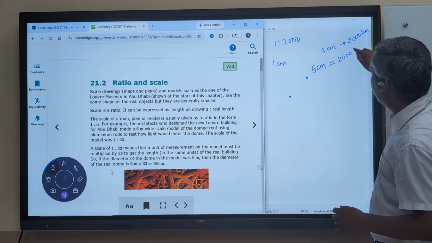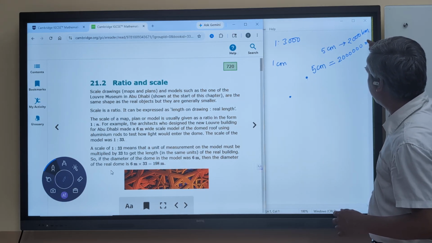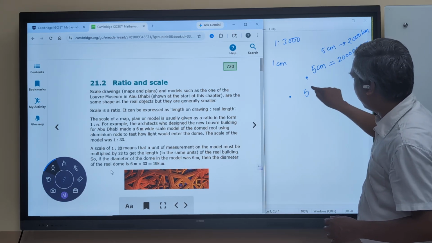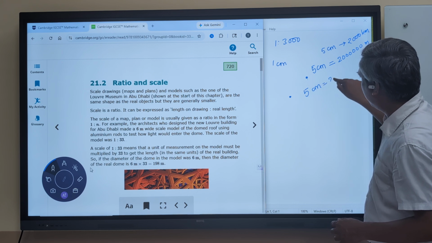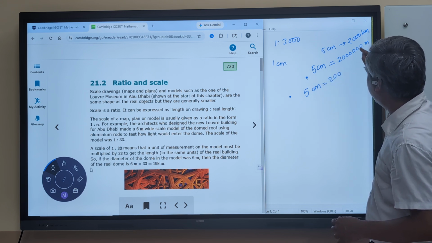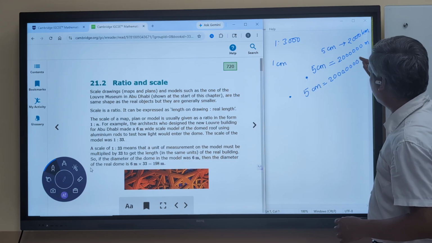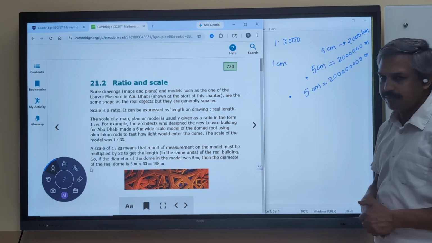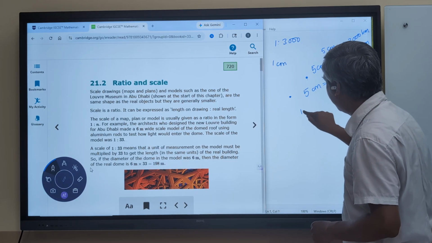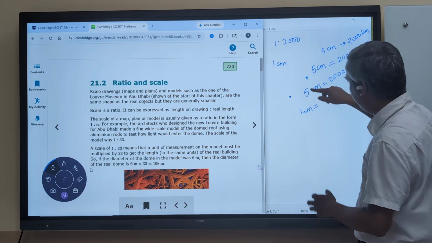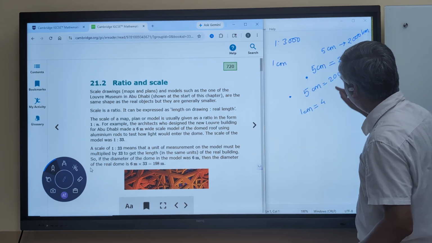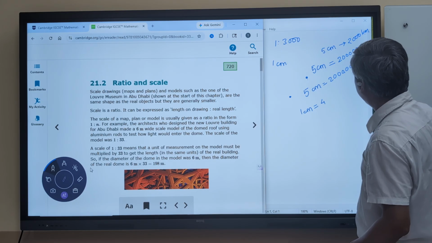Kilometer into centimeter will be first 1000 meters and then centimeters. So 5 centimeters is equal to 2000 kilometers, which is 2 followed by 8 zeros centimeters. So we get 1 centimeter is equal to, we divide by 5, we get 4 followed by 7 zeros.